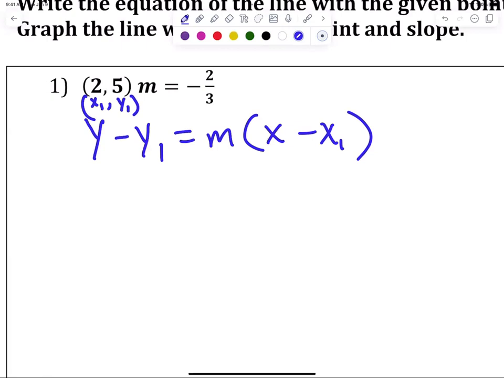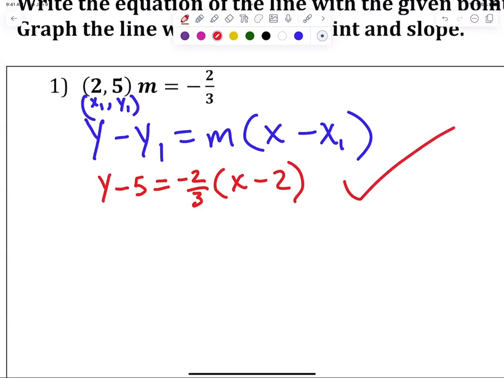So now I'm going to write the answer, and you're going to say that's so obvious. So here we go. Watch. Y minus 5 equals negative 2/3 times x minus 2. That's the equation of the line. That should be obvious to you. This 2 went in here, this 5 went in here, and this m went right in there.